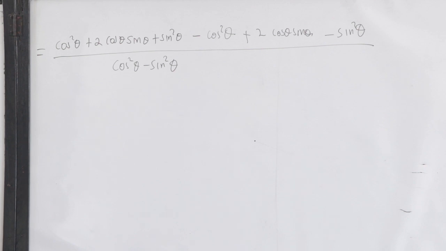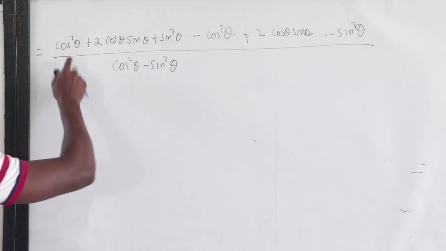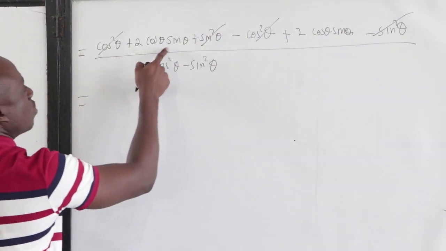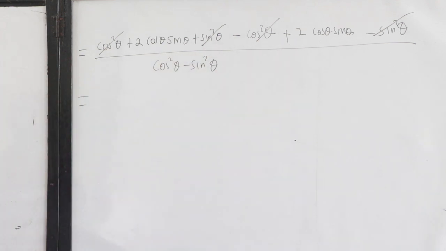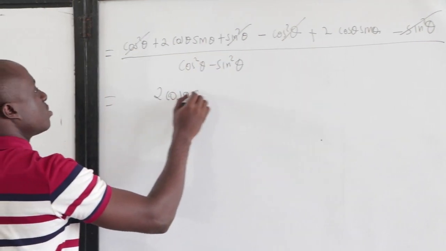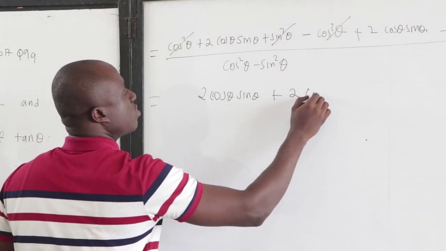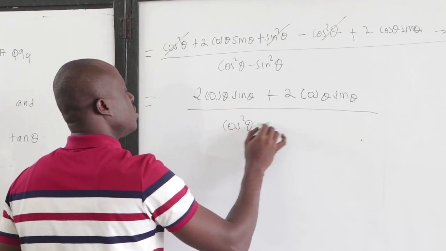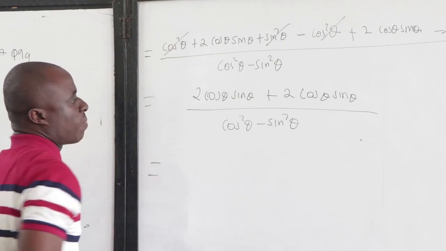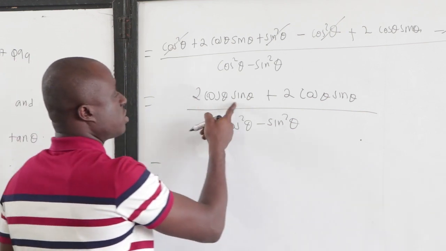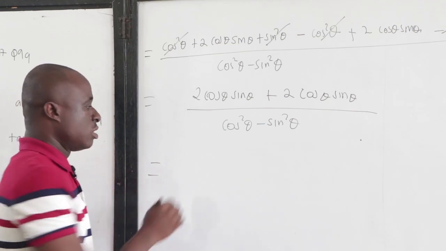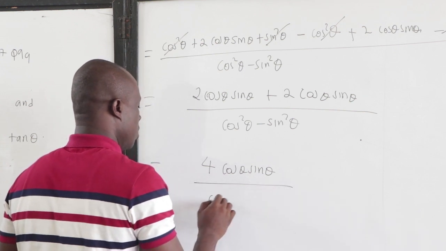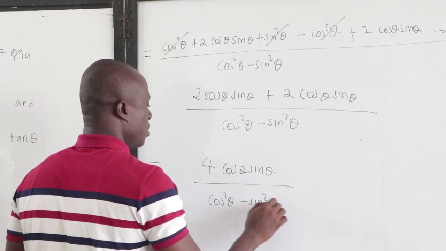Now, what can we see? Cos square theta, or clearly this and this is cancelling, this and that is also cancelling. So we have 2 cos theta sine theta, we have 2 cos theta sine theta. So that will be 2 cos theta sine theta plus 2 cos theta sine theta, all over cos square theta minus sine square theta. Now, what can we see over here? Adding the 2, that will be 4 cos theta sine theta all over cos square theta minus sine square theta.